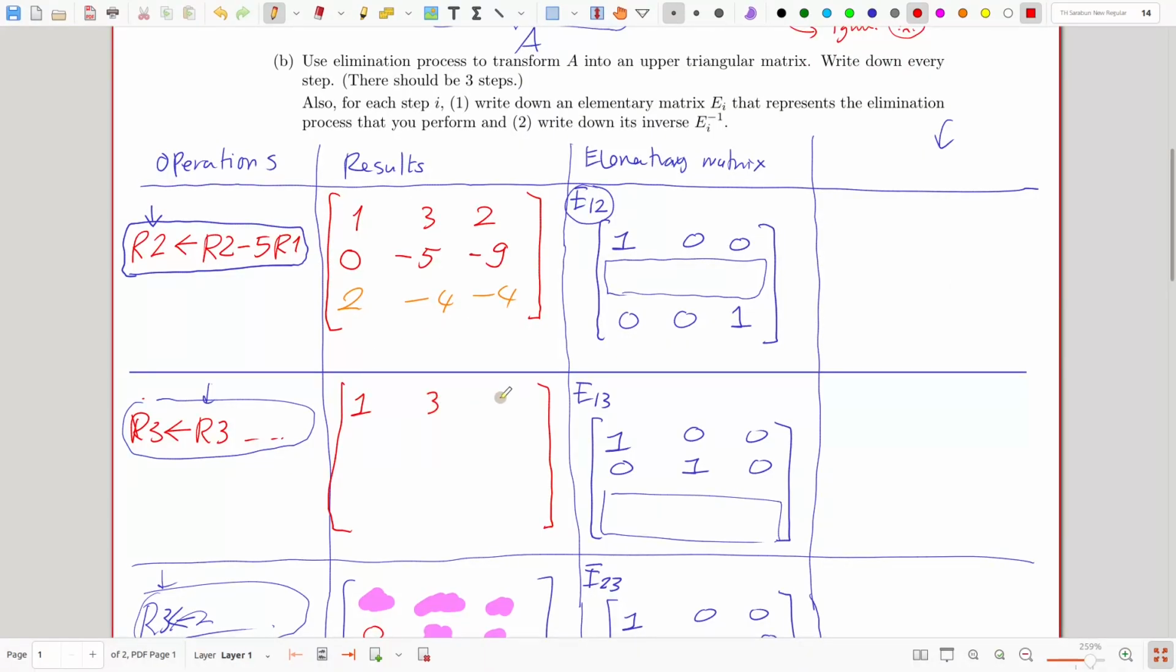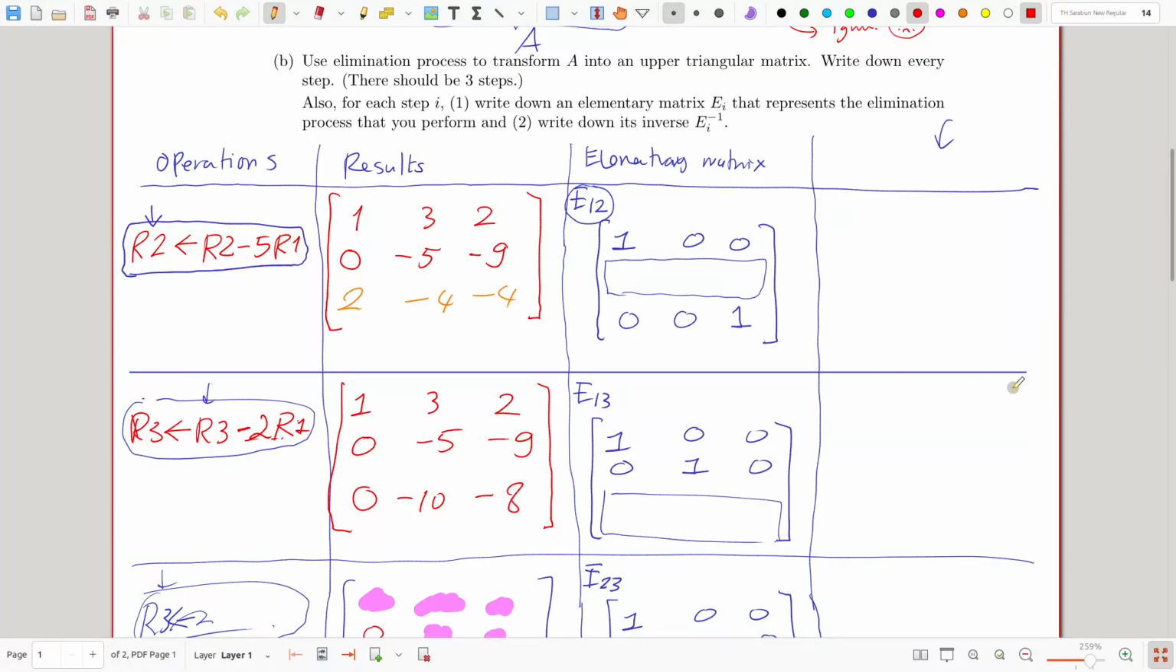So 3, 2. You want to eliminate 2 here, so you subtract 2R1, right? So this will be 0, and 3 times 2 is 6, right? 6 minus 4 minus 6, so you get minus 10, and this is 2 minus 4, you get 2 times 2, 4, so you get minus 8 there.